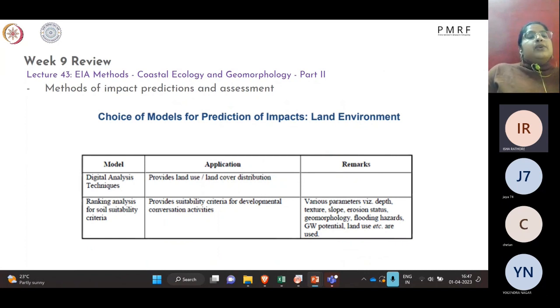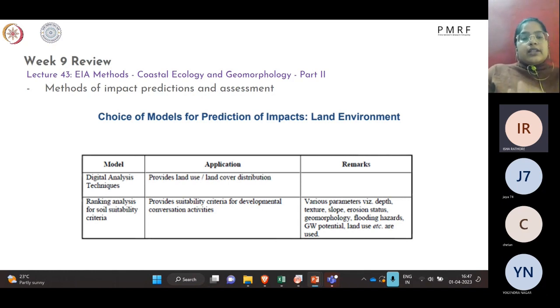Then for land environment, we have digital analysis techniques, which provides the land use and the land cover distribution. We have the ranking analysis for soil suitability criteria, so where suitability criteria for development construction activity can be ranked and assessed. So this is again done based on different parameters like depth, texture, slope, erosion, geomorphology, and other things.